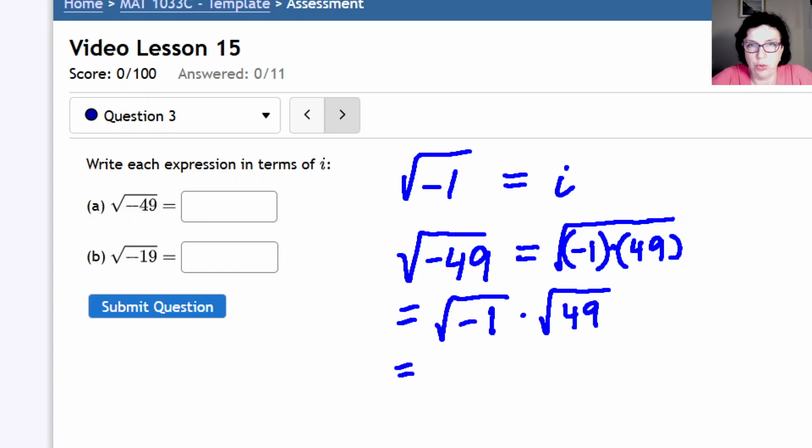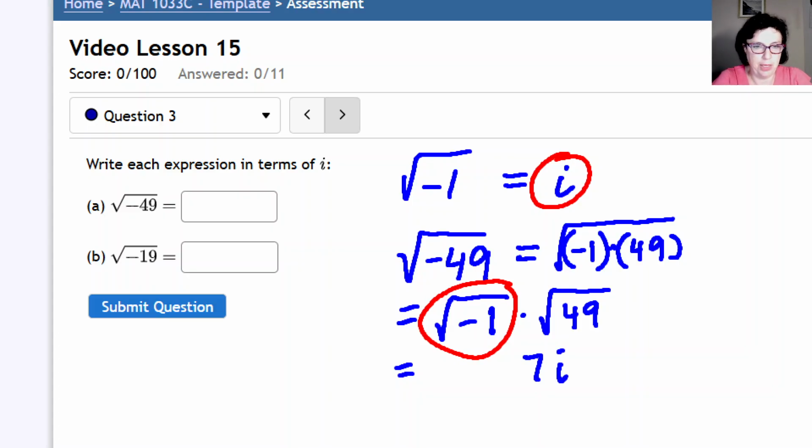And then what is the square root of 49? Well, that's just 7. And then what is this? Well, that's i, right? Because we decided to call it that. So what we'll get is 7i. That's the answer. So over here, you can just type 7i.